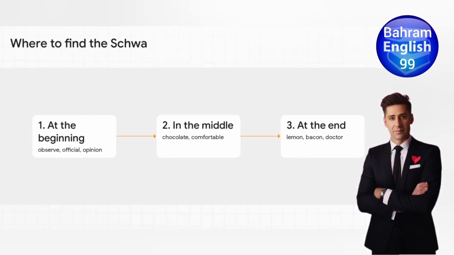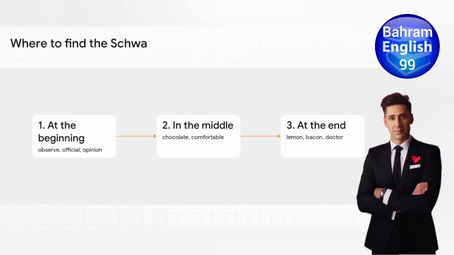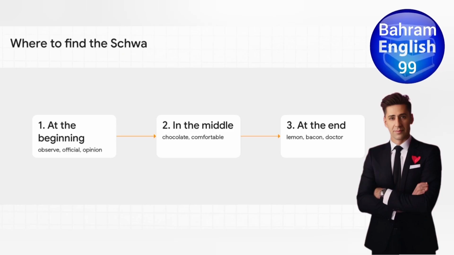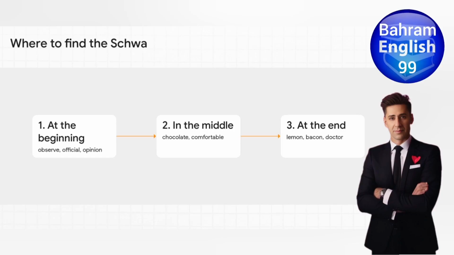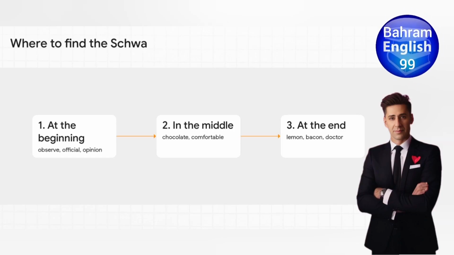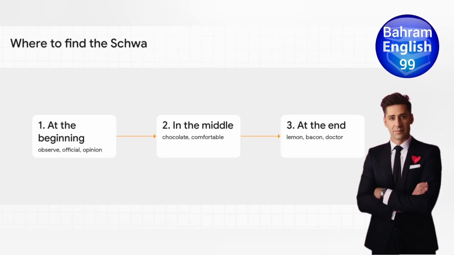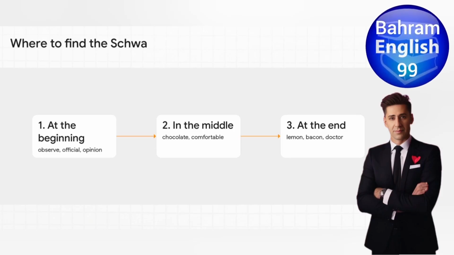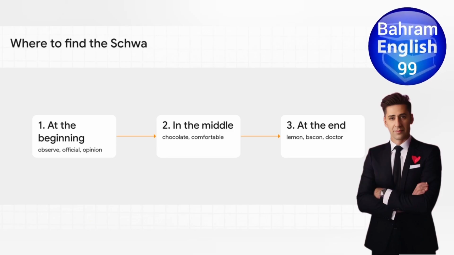So where is this sneaky little schwa hiding when we use the letter O? Oh, all over the place, but only in those weak, unstressed syllables. Listen to the first O in observe. We don't say observe, we say observe. Or the middle O in chocolate. We say chocolate. And you'll find it at the end of words like lemon and bacon, where the O just kind of relaxes into that soft un sound.